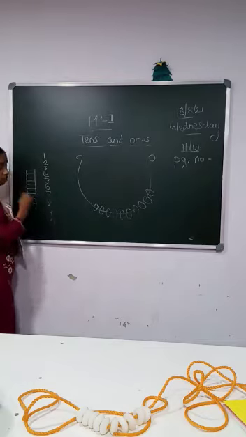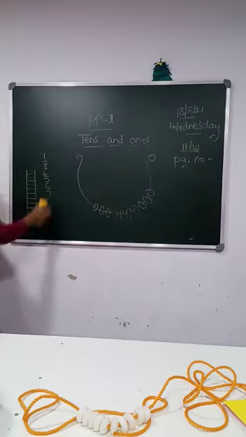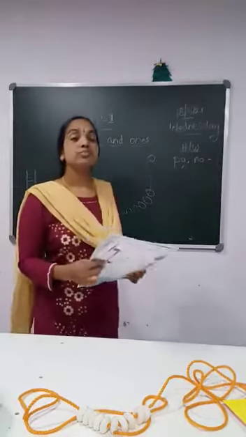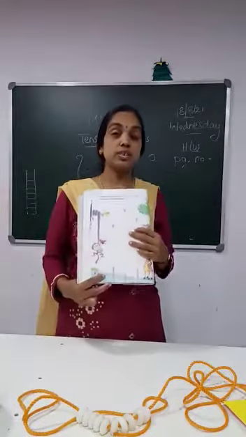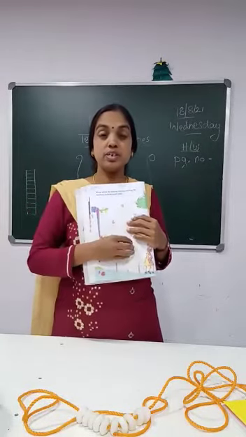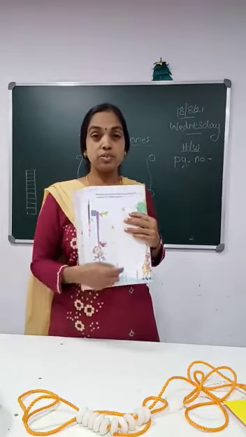Okay children, we have learned forward counting as well as backward counting in the last class. And now we are going to learn the next numbers, that is tens and ones. Okay children, so till 10 we have learned. So how are we going to write numbers 11, 12? We are going to learn now.